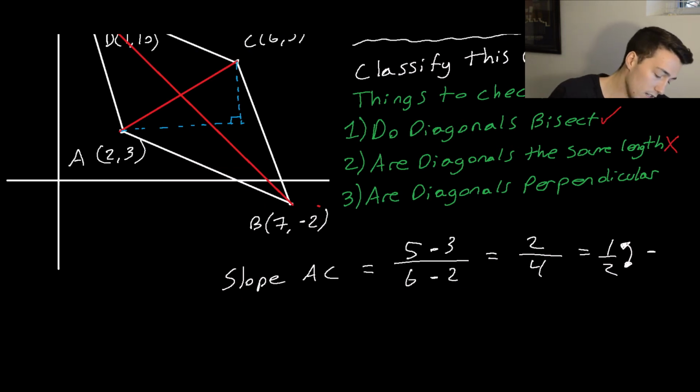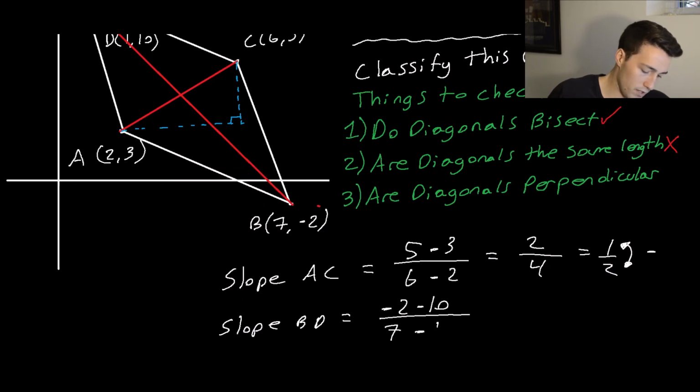So let's check. Slope BD is going to equal rise over the run, so it's going to be negative 2 minus 10 divided by 7 minus 1. So that's going to be negative 12 divided by 6, and that's negative 2. And you could say negative 2 over 1 if it makes it a little easier.